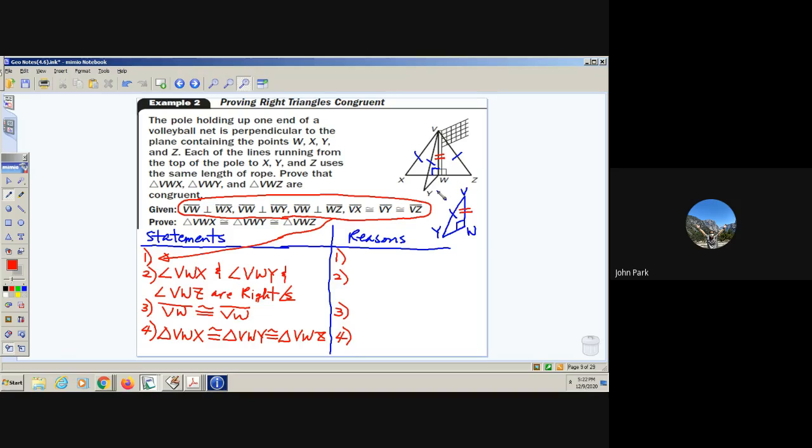And then these ropes are tying down at these different locations on the ground, right? But then we're going to use the same length rope here. So we're given that the XV and the YV and the ZV, 3 ropes, are all congruent, right? So I marked it. And then we're given that the pole here, which is represented by the VW, is perpendicular to the ground.